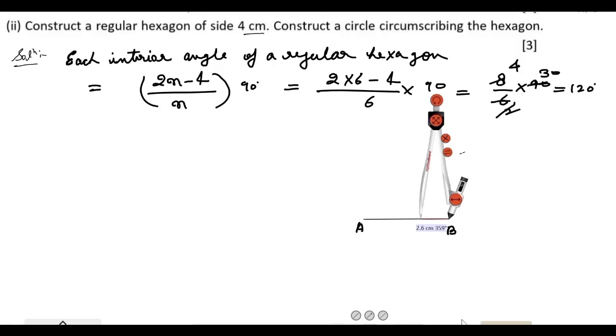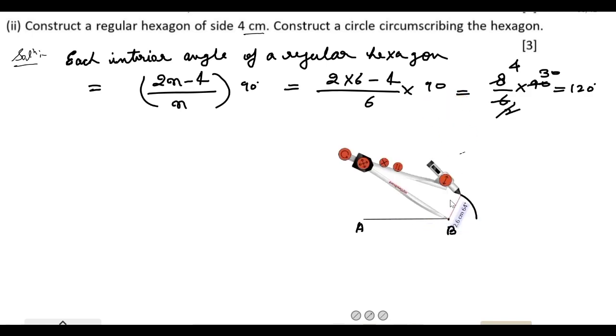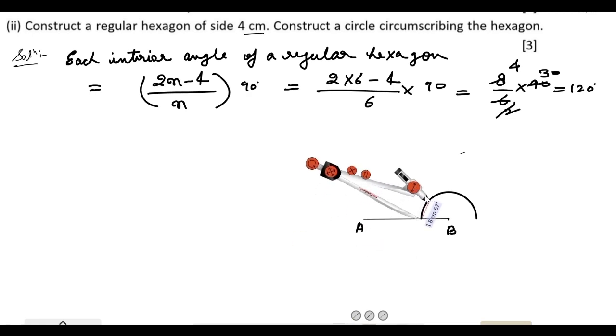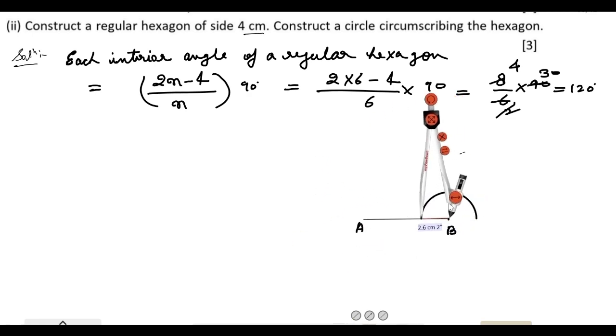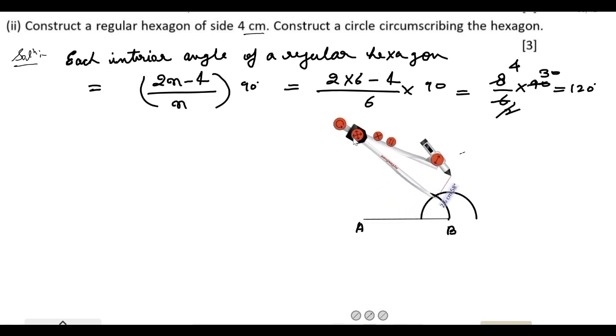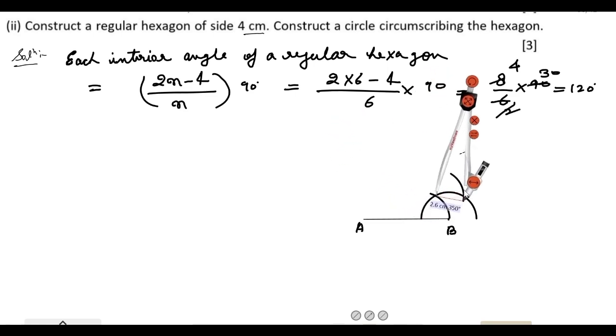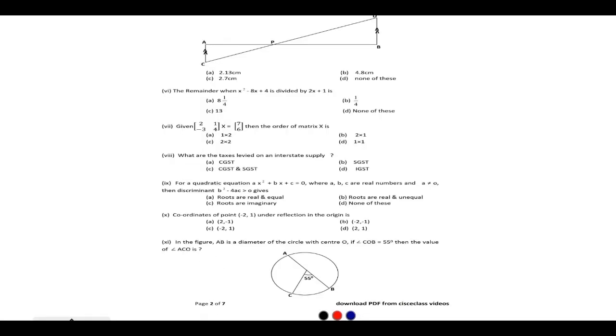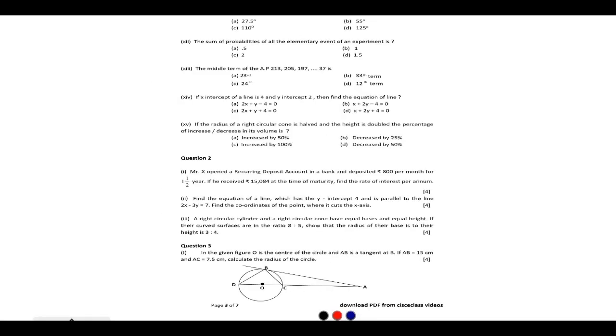To construct a regular hexagon, first of all draw a line AB of length 4 cm, then make a 120-degree angle at both the ends, at A and B, with the help of a compass. This is angle 60 degrees. This is 120. Similar.